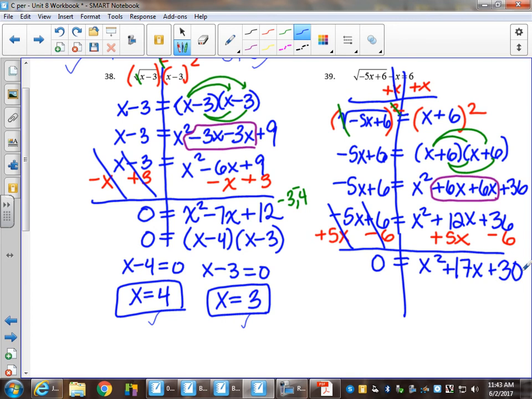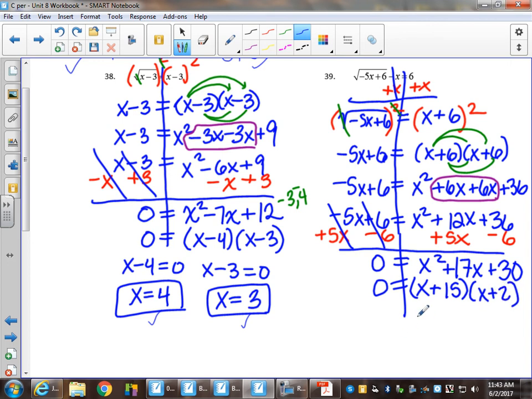Who's she going to pass this on to? Emmanuel, how are we going to factor this? Factors of 30 that add to 17. If somebody can think of those factors. What you got? 15 and 2. Very good. So this will factor to be x plus 15 and x plus 2.